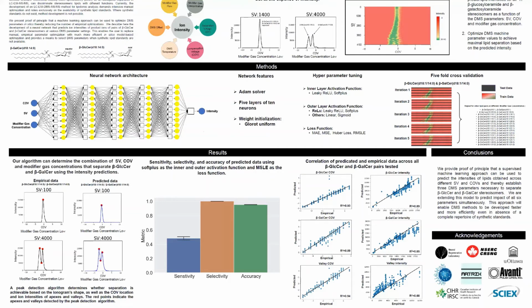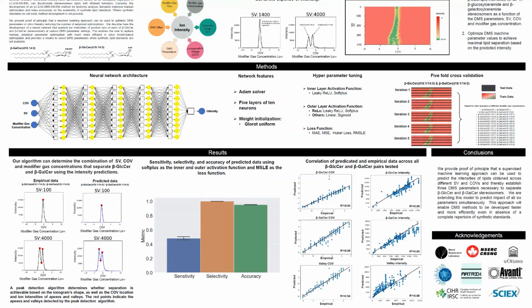Predicted COV for both the apex and valley of the glycolipid stereoisomers were highly correlated with the empirical results following linear regression analysis, with R-squared values of 0.93, 0.89, and 0.94 respectively. Intensities of the apex were also significantly correlated with R-squared values of 0.89 and 0.85. Predicted valley height, indicative of the extent of separation, was somewhat less well correlated, with an R-squared value of 0.68.